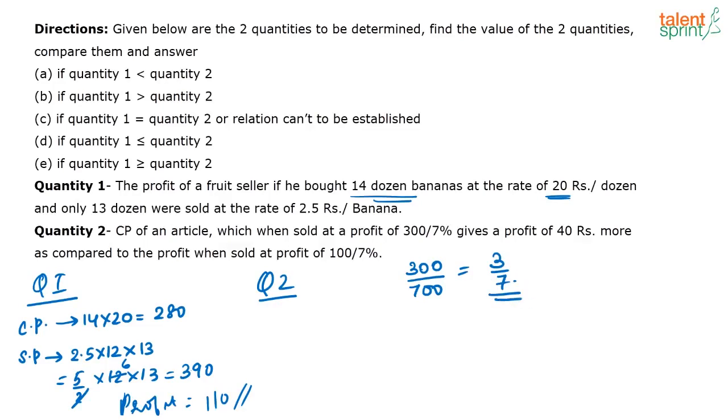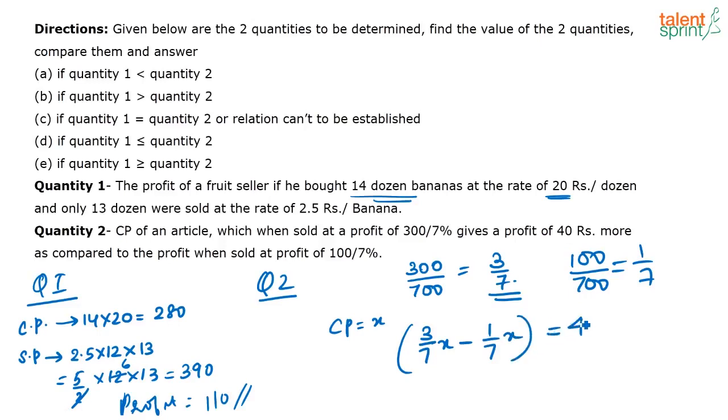So what is happening? See, the profit that I am getting when I am selling an article at a profit of 3 by 7 is 40 rupees more than the profit when it is sold at a profit of 100 by 7%. So if the cost price of the article is X, then what is 100 by 7%? That is nothing but 100 by 700 or 1 by 7, right? I can say 3 by 7 x minus 1 by 7 x. That is the profit that I am getting in both cases. This difference is given as 40.